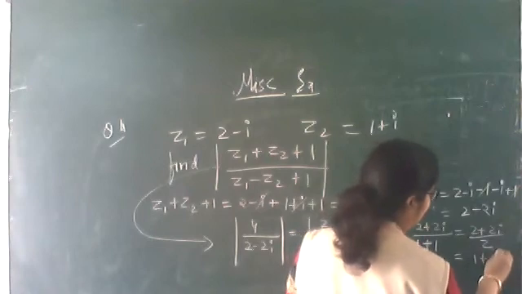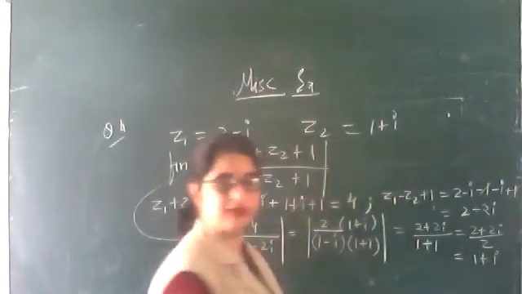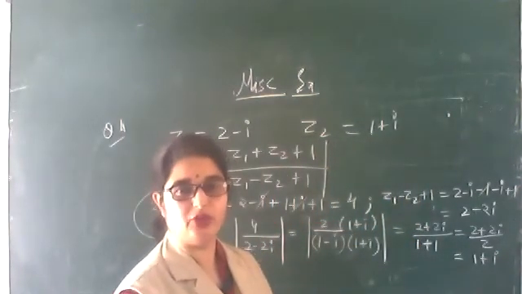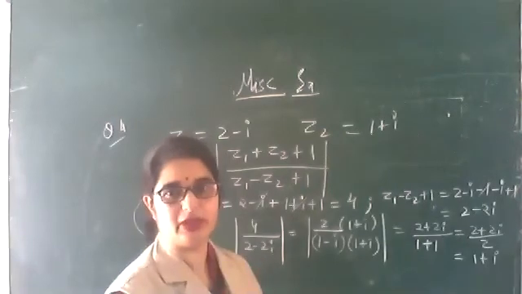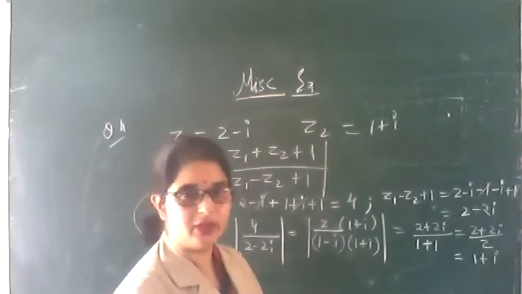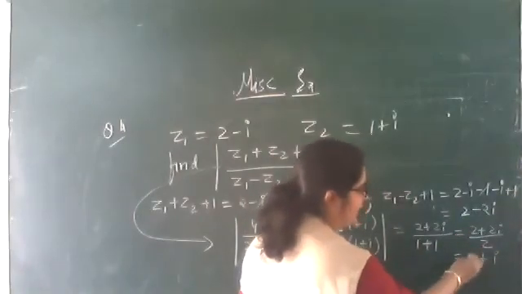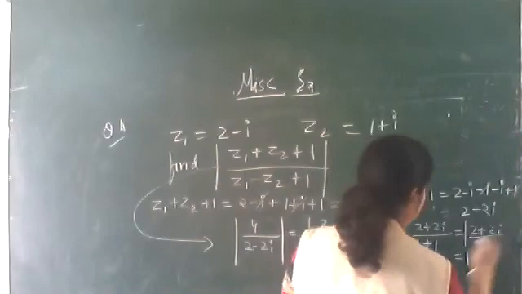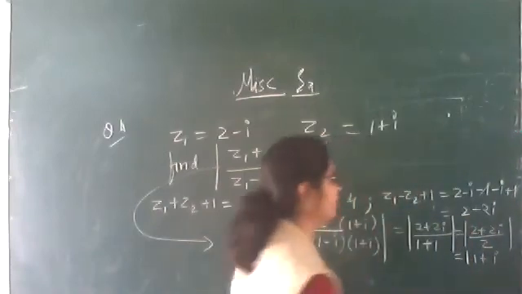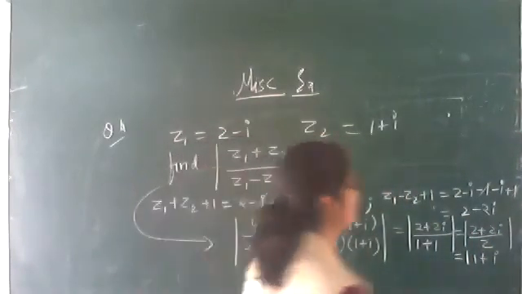1 plus iota and 2 will be divided. Clear? This value is equal to, in the numerator just take 2 common. So what will you get in the numerator? 1 plus iota, and this 2 from the numerator and denominator will get cancelled. You will get the value 1 plus iota. This modulus everywhere you have to put 1 plus iota modulus.